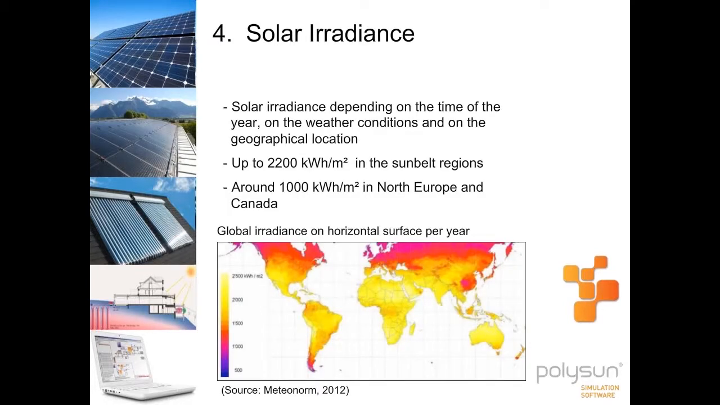The duration of the sunshine as well as the solar irradiance depends on the time of the year, weather conditions and on the geographical location. The amount of yearly global radiation on a horizontal surface may exceed 2200 kilowatt-hours per square meter in the Sun Belt regions. In Northern Europe and Canada the maximum is about 1100 kilowatt-hours per square meter.